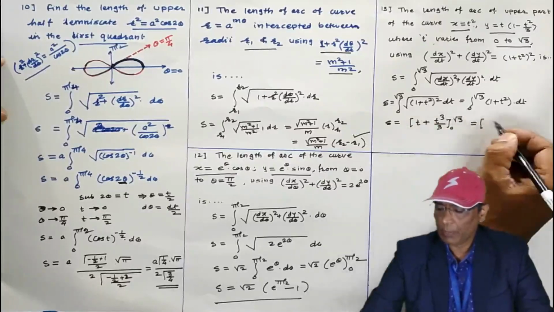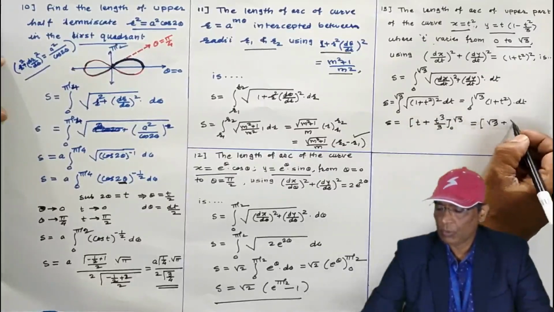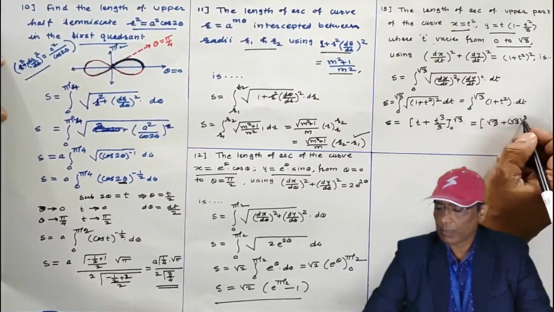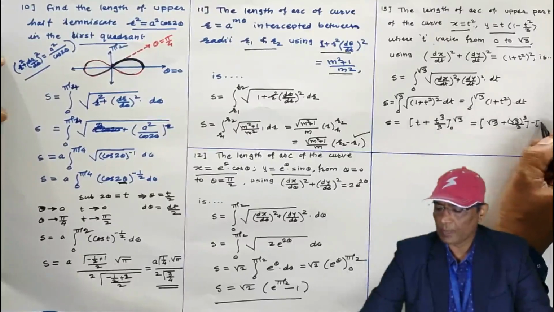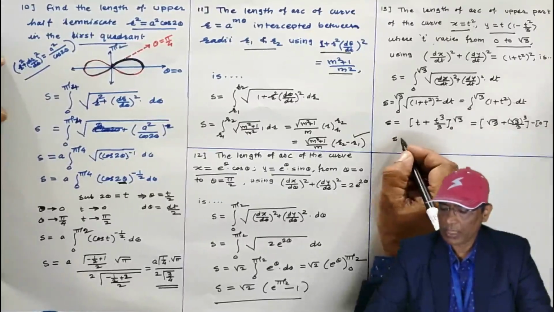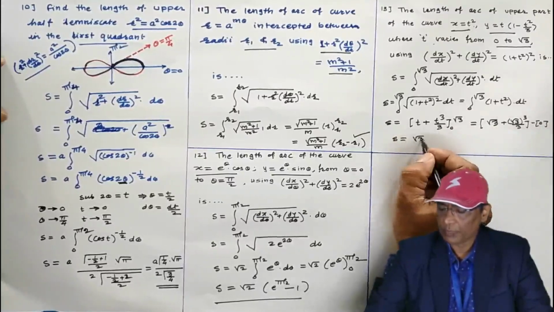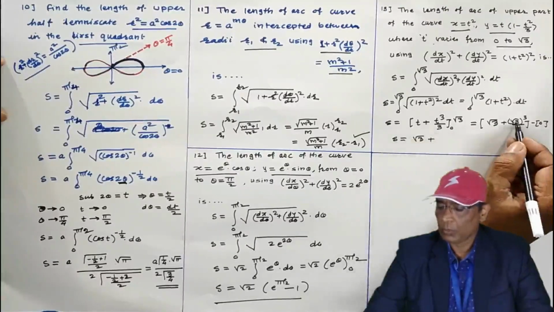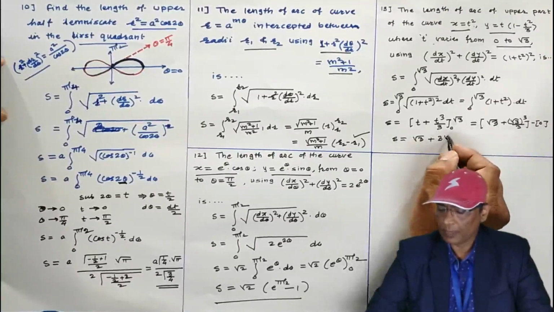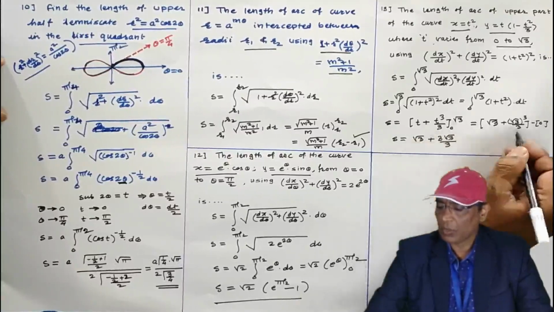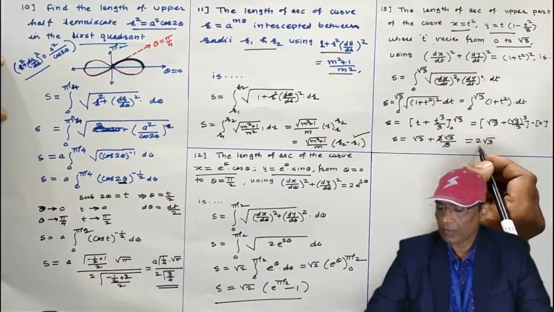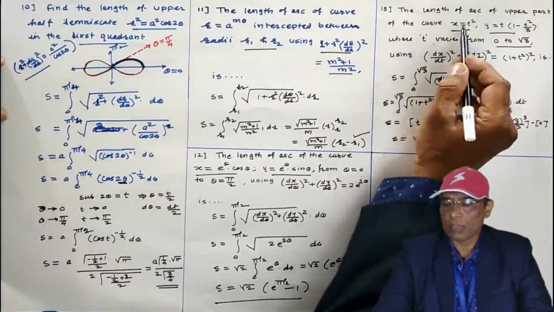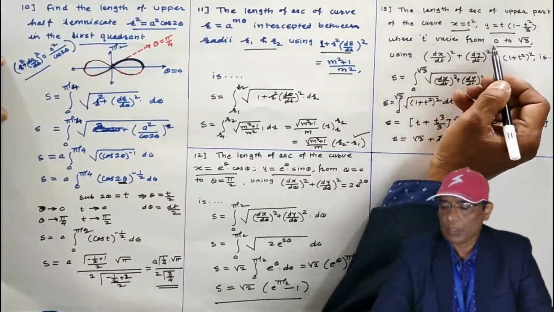Put t equal to the upper limit: root 3 plus root 3 cube by 3. Put t equal to 0, it will be 0 then. Therefore, s equals root 3 plus root 3 cube, meaning 3 root 3, and 3 is there in the denominator. This 3 gets cancelled. So 2 root 3 is the length of arc for this curve between these two values of t.